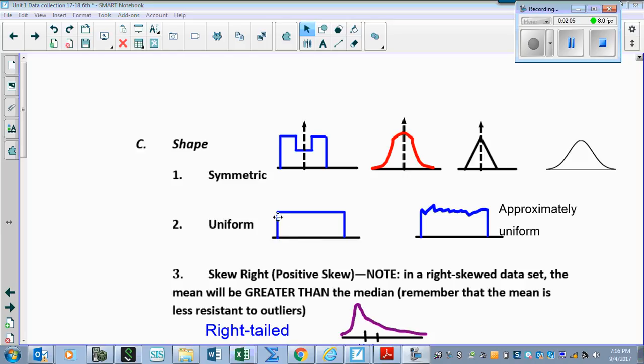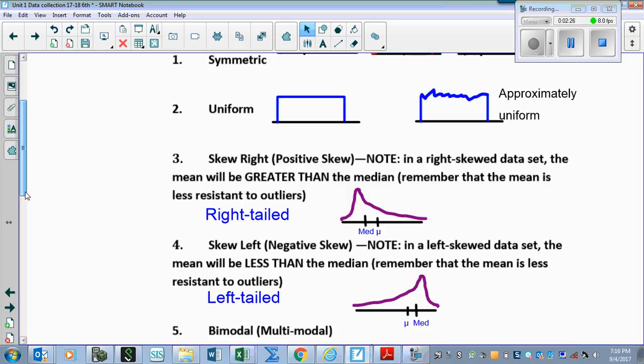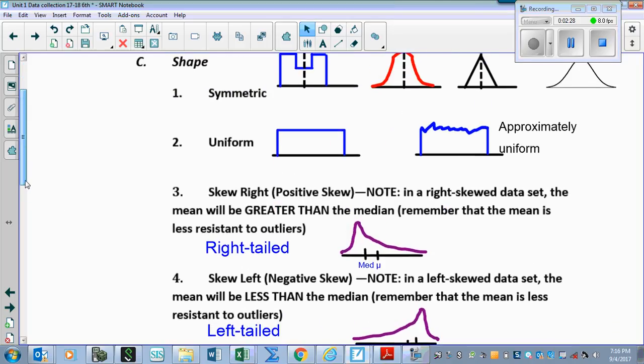Sometimes people think it's got to be completely flat at the top to be considered uniform. Here's a case of a distribution that's approximately uniform, and it would be enough so that we would be able to call it uniform without it being a perfect rectangle, kind of like a Bart Simpson top of the head here. Okay, so there's a symmetric distribution.